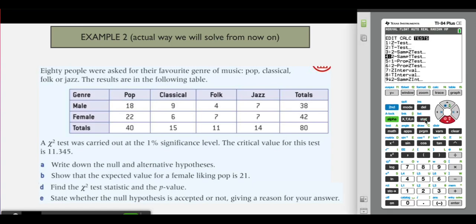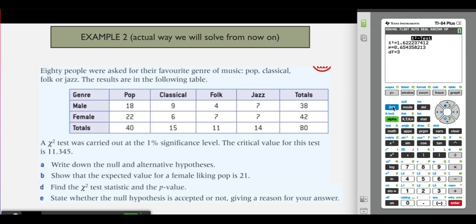So we're going to go into test. We're going to find our chi-squared, not goodness of fit, but just chi-squared. And our observed, I called my observed matrix A. This matrix can be absolutely any letter you want. It doesn't matter what it is, as long as it's not B. And then we're going to go ahead and calculate. Remember, my expected was in the B. So let's go ahead and calculate. Okay, we'll come back to this value for question D and question E. But first, I'm going to show you a little trick. Remember how I told you that your expected values are in matrix B?